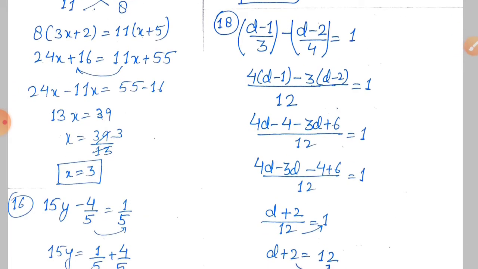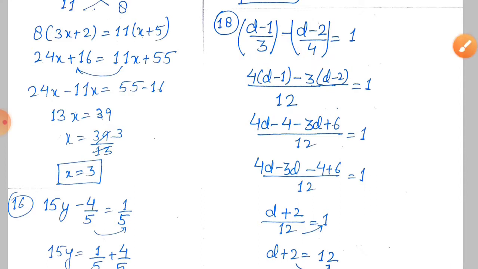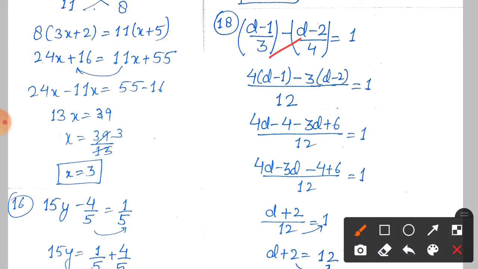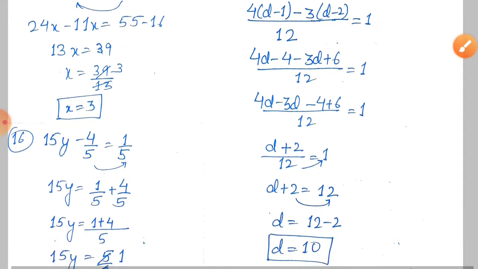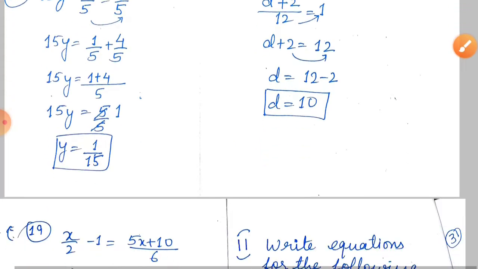Yes, question number 18 is a good question. In this, first step, take the LCM of 4 and 3. LCM of 4 and 3 is 12. Now next, 4 is multiplied with the numerator of d minus 1. Then 3 is multiplied with the numerator of d minus 2. And we have to keep the minus sign in our mind. And then in the same manner we have to simplify. Open the bracket and write the like terms together, integers separately. And again transposition. By transposing we get the value of d as 10.